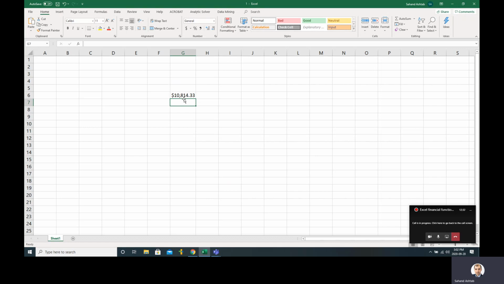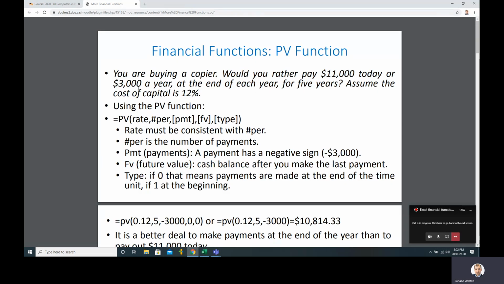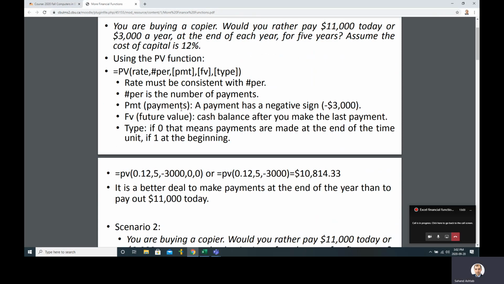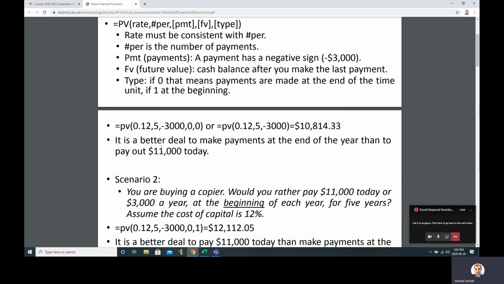The question is, would you like to pay $11,000 today to buy this copier, or would you like to pay $10,814.33 today to buy that copier? And of course, the answer is going to be the second option, that we would rather pay $10,814 today, which in our example means that we are going to select the option of making 5 payments, $3,000 a year, at the end of each year at 12% interest rate. So that's going to be the answer to the question. So it is a better deal to make payments at the end of the year than to pay out $11,000 today.